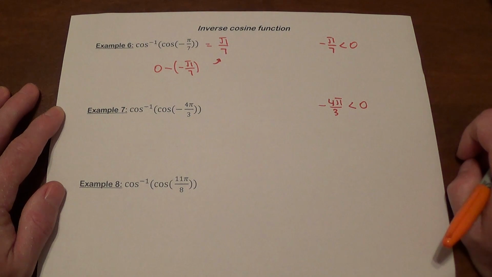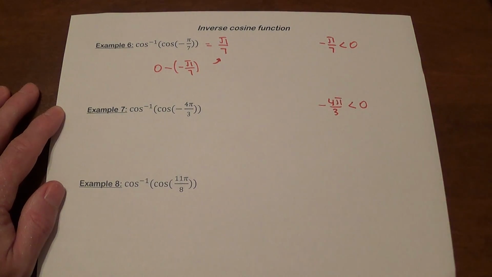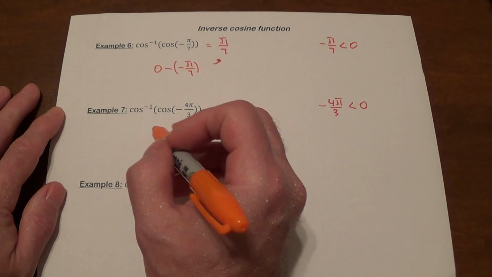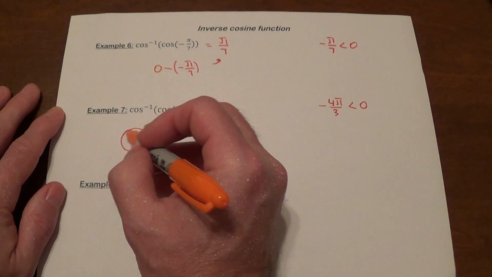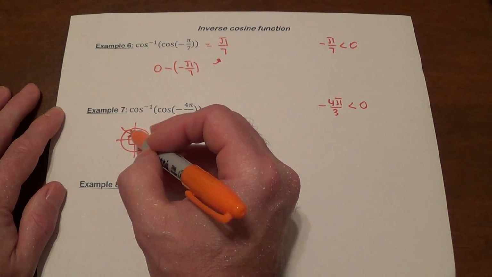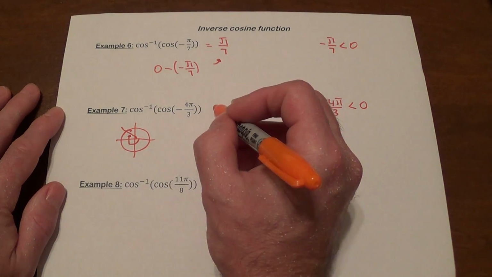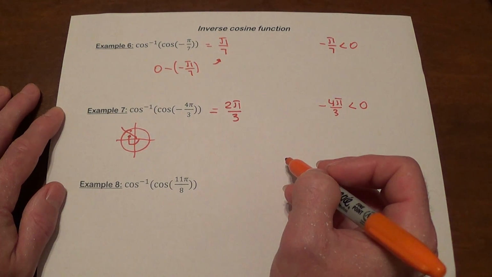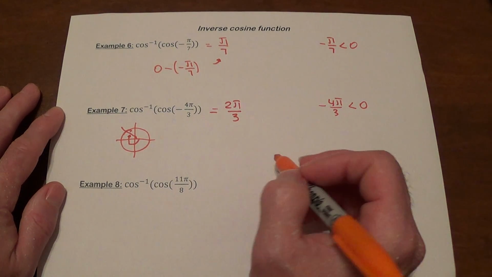So you can think in terms of this. At negative 4 pi over 3, the value of our cosine is going to be the same. So if you think about the unit circle here, negative 4 pi over 3 is here. So we're looking for a coterminal angle here, which is going to end up being 2 pi over 3. Okay. So I wish it was easier than that, but it's not.